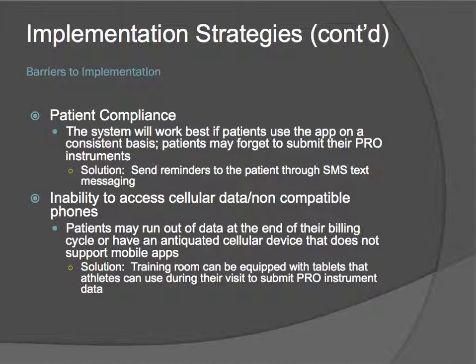A second barrier is the inability for some of our student athletes to access cellular data, or some of them have non-compatible phones. Athletes may run out of data at the end of their billing cycle, or they may have antiquated cellular devices that do not support mobile apps. A solution to this would be for the athletic training room to be outfitted with tablets that athletes can use during their visit to submit their PRO data.